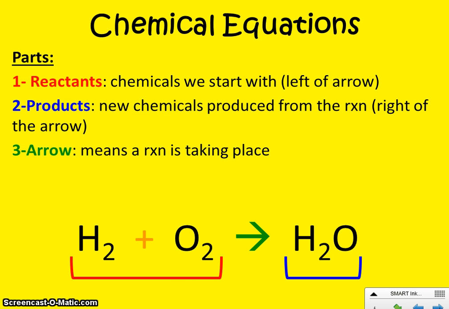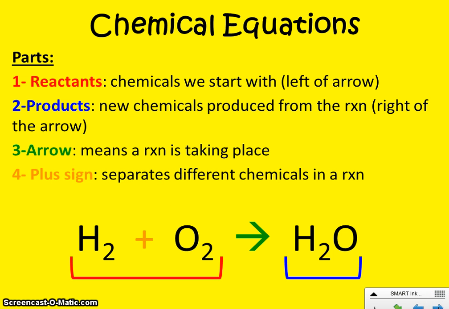The arrow that I keep mentioning is also a really important part of a chemical equation. The arrow I have here in green, and that means that a reaction is taking place. So you have your reactants, the chemicals you start with, then you have a reaction taking place, and that produces something new, your products, which are over here. Okay.